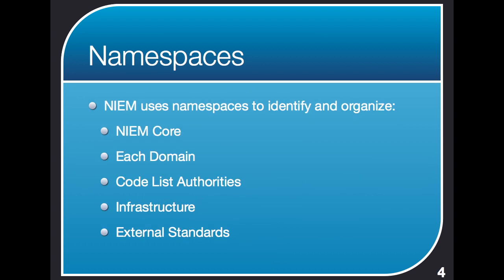The NIEM uses namespaces to identify and organize different sections of the NIEM. So there's a namespace for NIEM core. There are namespaces for each domain. Each domain has one namespace. There are namespaces for the code list authorities. Each authority has a namespace. There are namespaces for the different infrastructure pieces, and then there are namespaces for external standards as well.